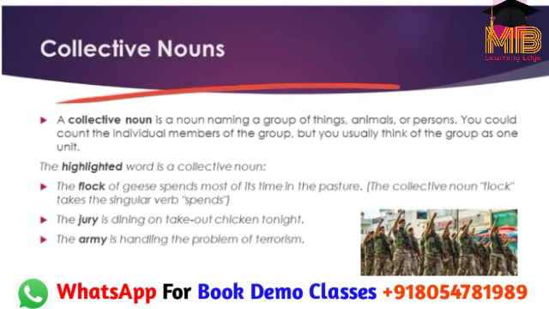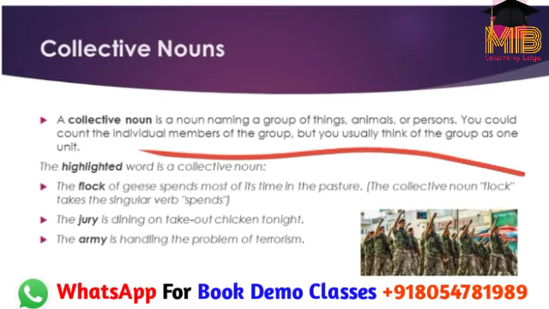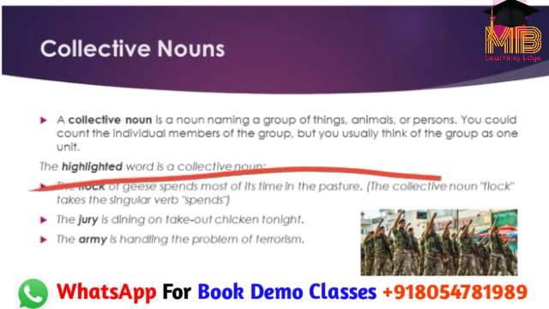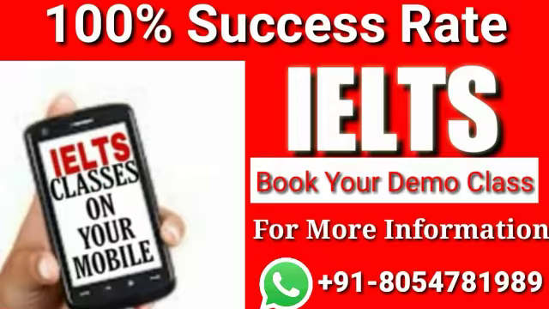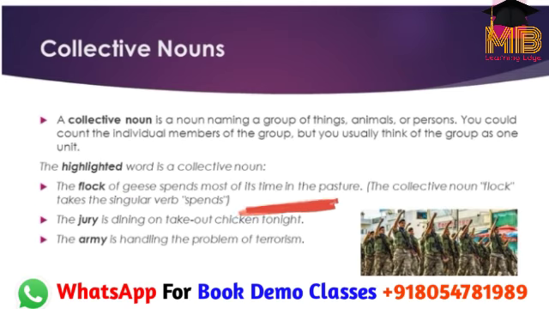Okay, next we have collective noun. Collective noun is a noun name of a group of things. Collective, like the word collective, it will be a group. So a group of things, animals or persons. Okay, so you can take individual members, but you can also take a single unit, like the flock of geese. So this whole flock represents a flock, and if you see the flock of geese, it's spending most of its time in the pasture. So it's using a singular verb, right? You see that, right? Because over here it is saying spends.